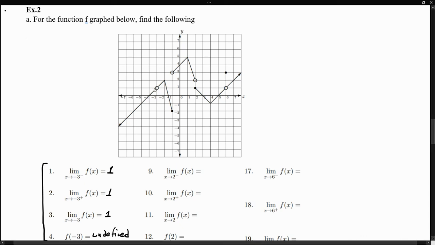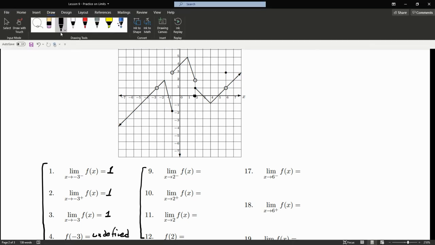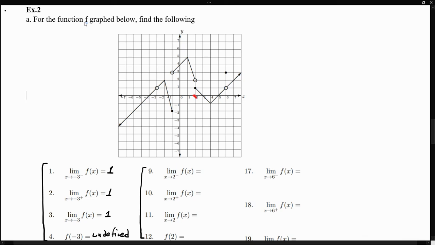Let's take a look at examples 9 through 12 now. From 9 to 12, we're looking at the value of x equals 2. So where is x equals 2? So here we have x equals 2. Let me just do it in red, just to indicate that this is the value that we're interested in, x equals 2.